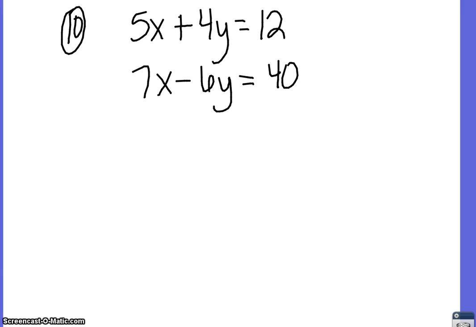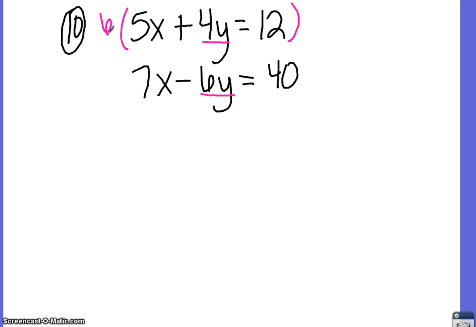On question number 10, we have 5x plus 4y equals 12, and we have 7x minus 6y equals 40. So again, we're going to choose a variable that we can eliminate. It doesn't matter whether it's x or y. So this one I'm going to choose to eliminate y. So in order to figure out which number you're going to multiply by, the easiest way to come up with it is to find the variable that I'm going to eliminate, and I said y, we have a 4 and we have a -6. I can multiply those two together. That gives me 24. So what number do I need to multiply this top equation by in order to get 24y? You should have said 6.